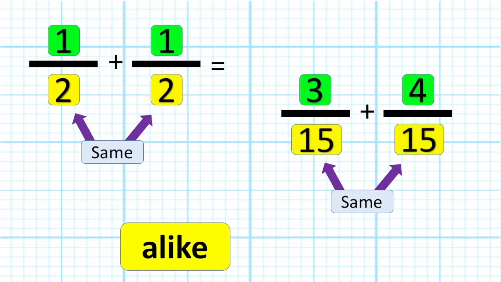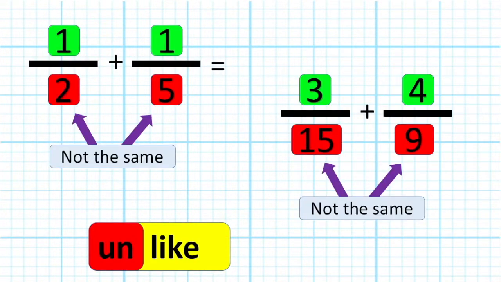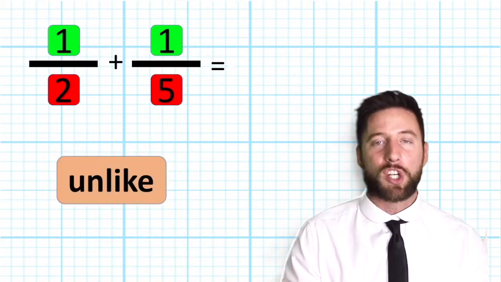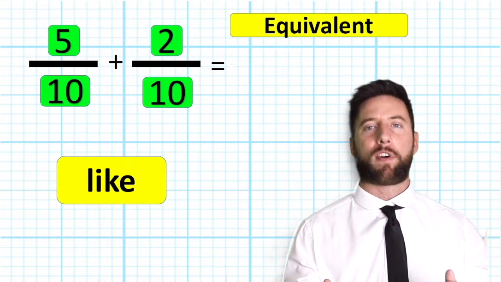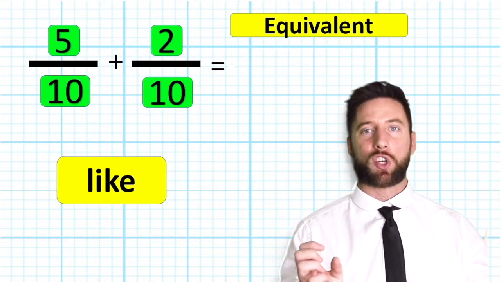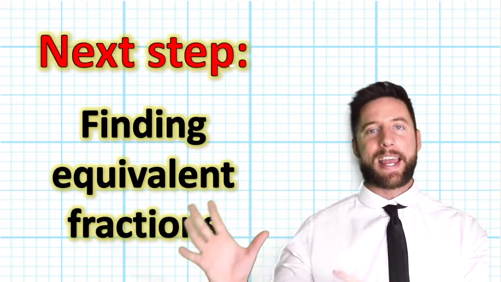Now the name for this is like fractions. They are alike. We have 1/2, add 1/2. We had 3/15, add 4/15. If the denominators are the same, we call them like fractions. And if they are not alike, we call them unlike fractions. Okay, and we need a solution to adding unlike fractions. But don't worry, I would never let you down like that. There is a solution. We can manipulate the look of our fraction, give ourselves an equivalent fraction, but getting the same denominators, okay? But we're going to look at that in a different video.